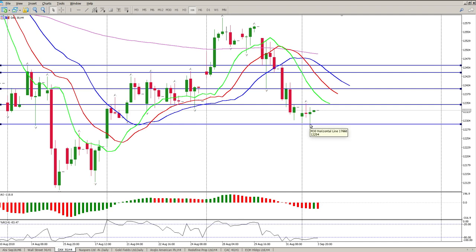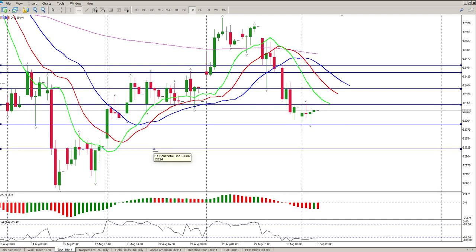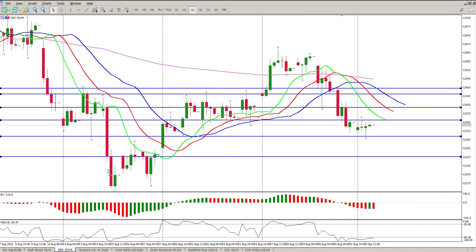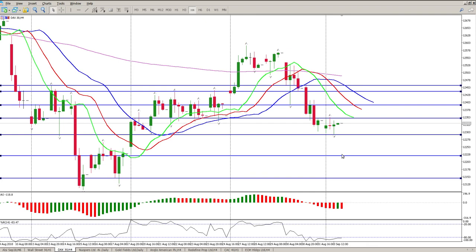If we do break the downside, then we have a gap magnet here. So it would more than likely be in this area here. And then we also have the possibility of a retest of these lows. So if we do break the downside, you're looking for 12,225 as your first target, and then 12,150 as your next target. So that's kind of what you can expect.